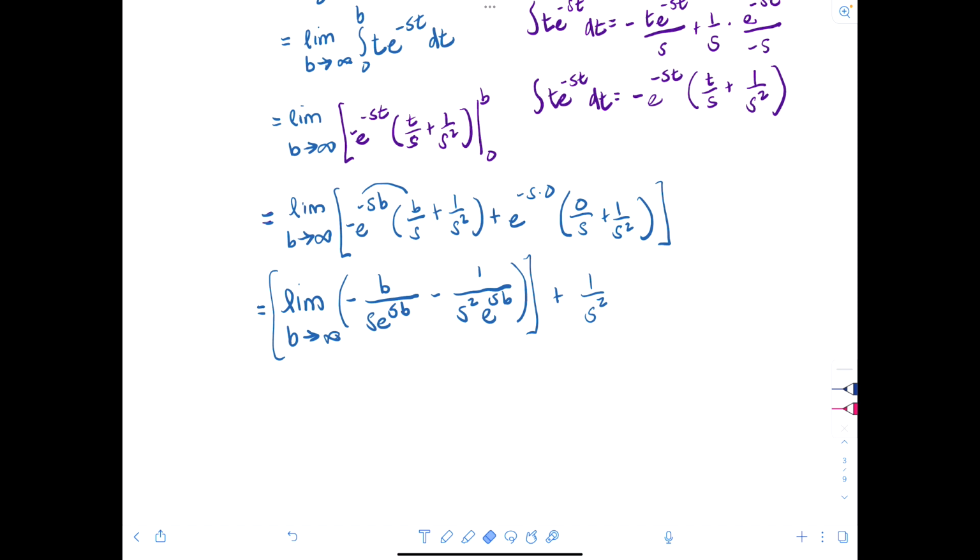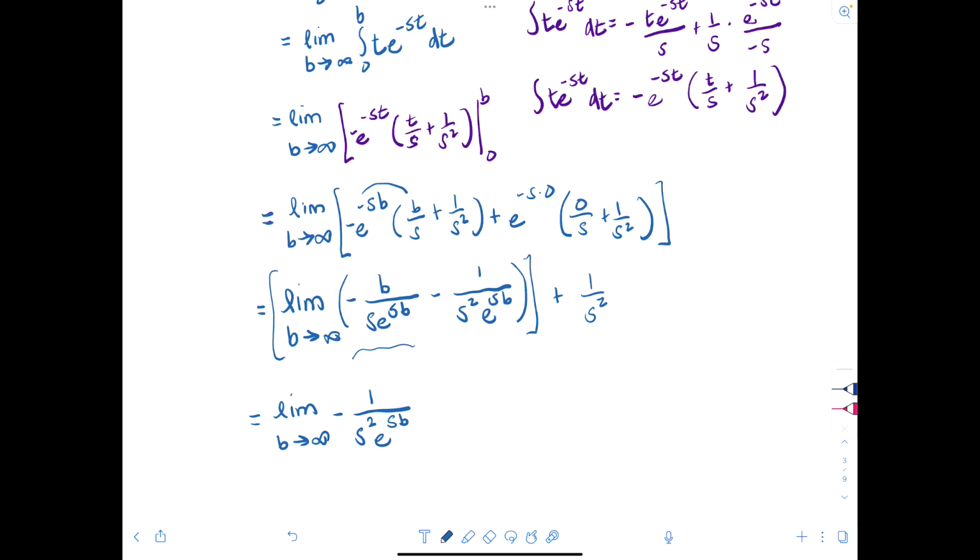All right, so let's take a look. The first one, do you see that we're going to get infinity over infinity? So this, the first term right here, is going to be equivalent to the limit as b approaches infinity of the derivative with respect to b of numerator and denominator. So we'll get a 1, and then we'll end up getting s squared e to the sb, and it's with respect to b. Yes, so we're good there.